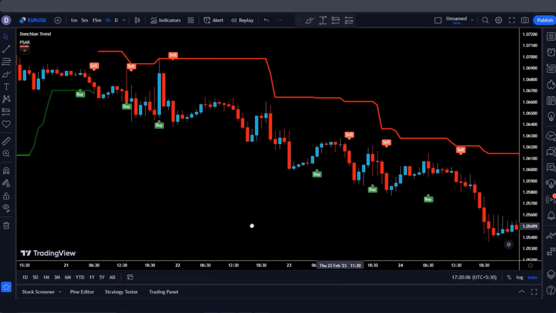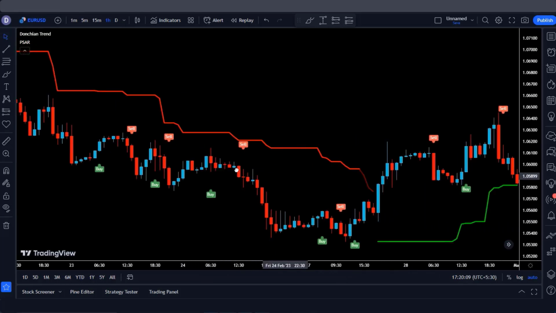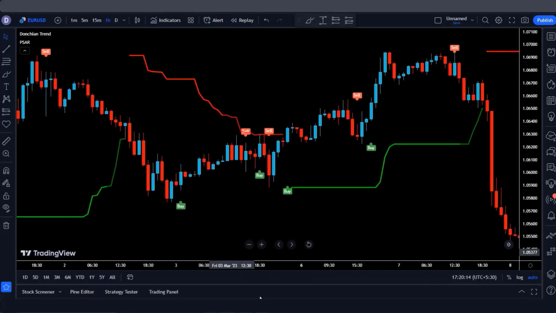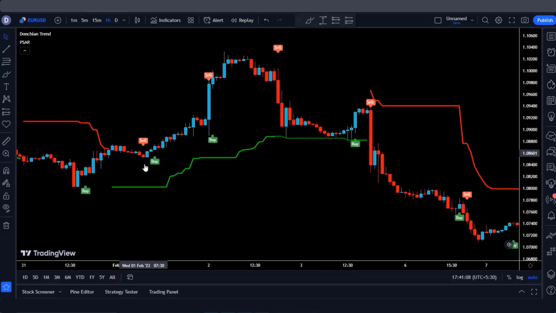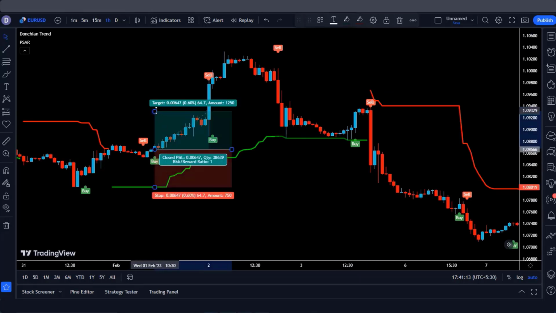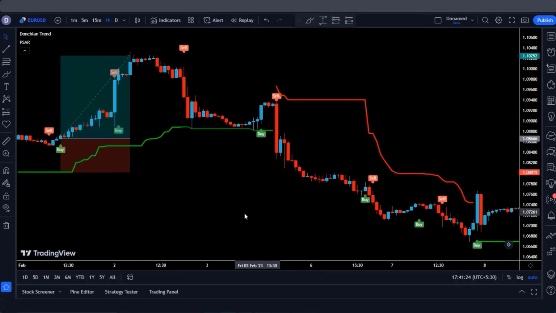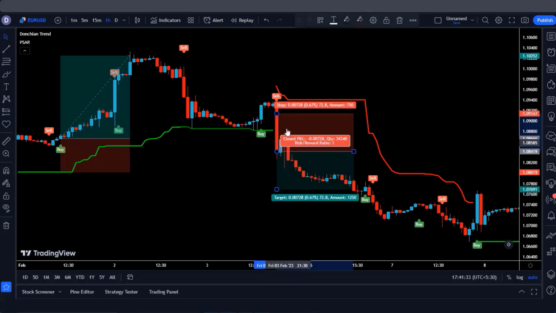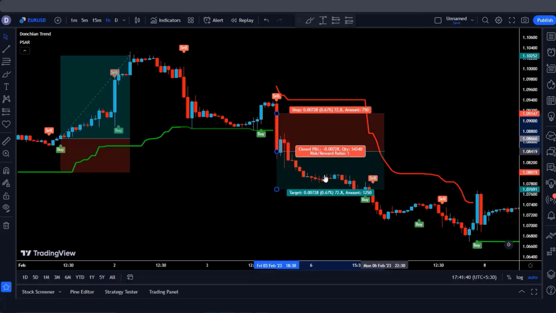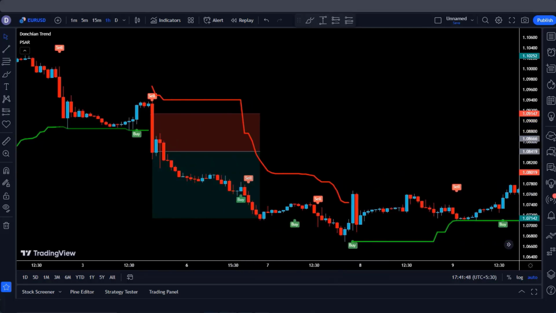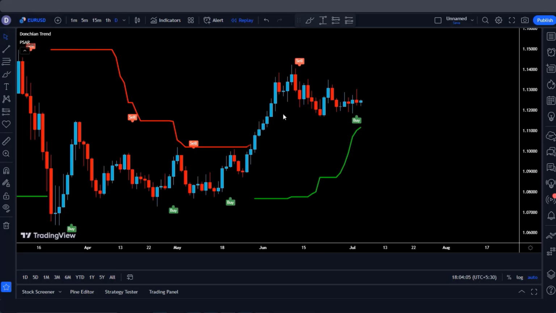The Parabolic SAR indicator is a super famous buy-sell indicator and it's going to be used as our entry signal. It's probably one of the easiest indicators to use on the planet. When it says buy, we buy. When it says sell, we sell. Now, how are we going to combine these two indicators to create a profitable trading system? Well, I'll tell you. Look at this chart.